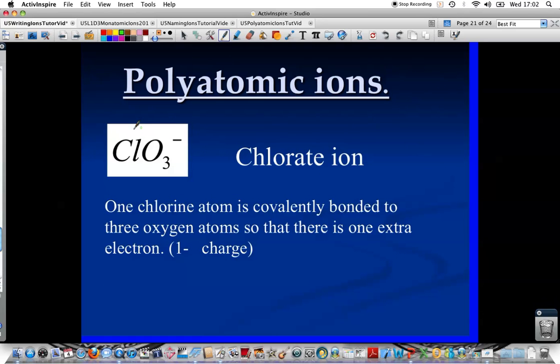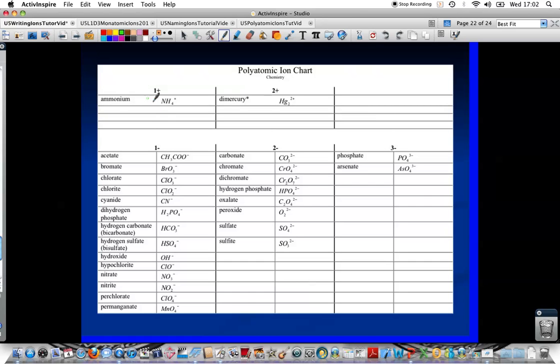So, for example, ClO3 with a -1 charge, that is a chlorate ion. That is a polyatomic ion. There's one chlorine atom covalently bonded to 3 oxygen atoms, and they end up with an extra electron, so it has a -1 charge. Here is the list of polyatomic ions. You basically either have to have that list, that chart, or you have to memorize it.